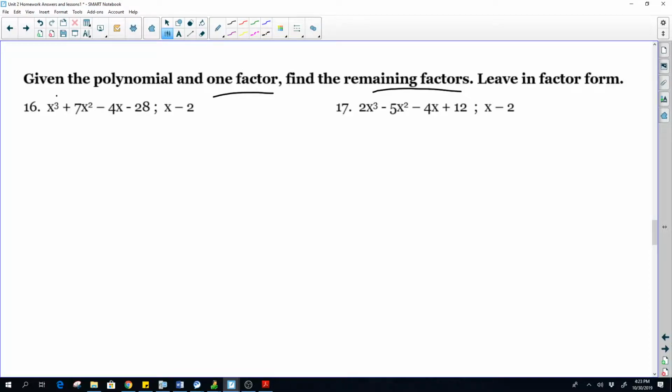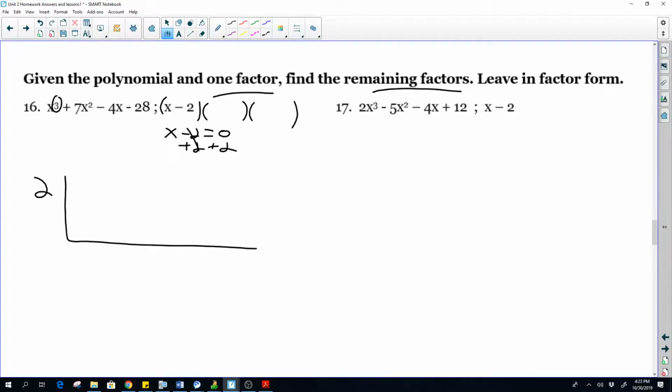Well, that's an x cubed, so that means there should be 3 factors because it's x cubed. So we set the factor equal to 0, and instead of using a negative 2, we're going to use a positive 2. So we bring the 2 over here and do the upside down house, synthetic division.